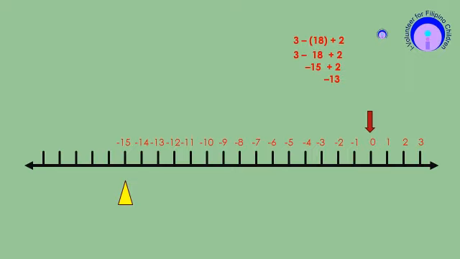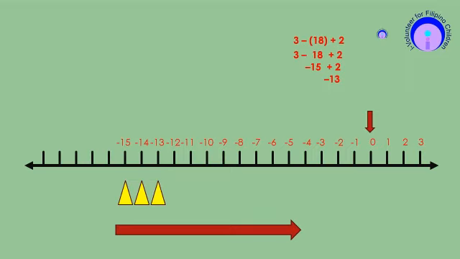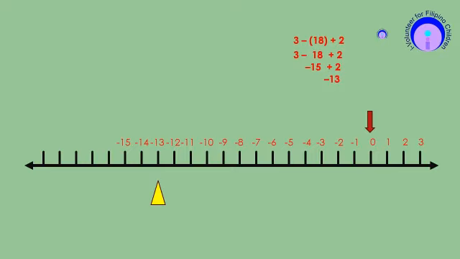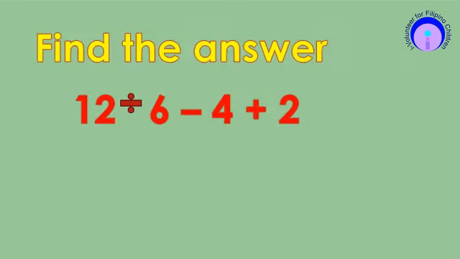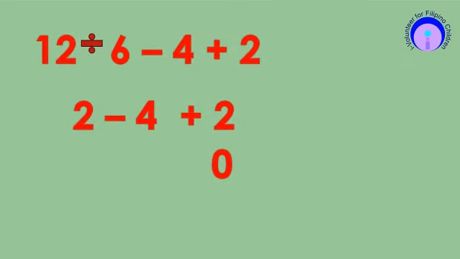Now, let's go to the next step. Negative 15 plus 2. The next operation is addition. That is why we are going to the right. 1 and 2. The pointer points to negative 13. Therefore, our answer is correct. Let's have another example.